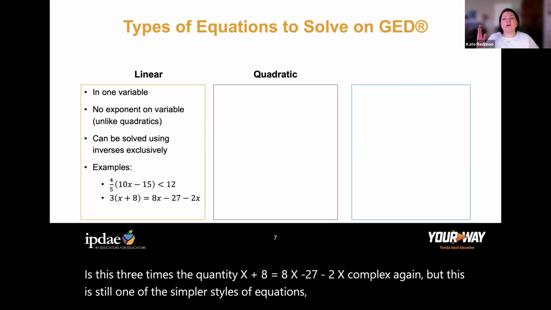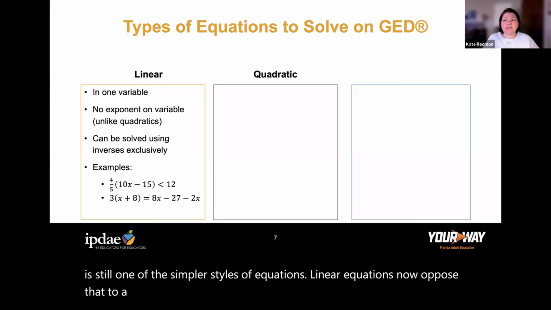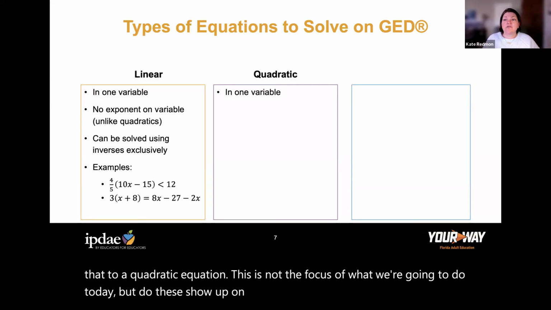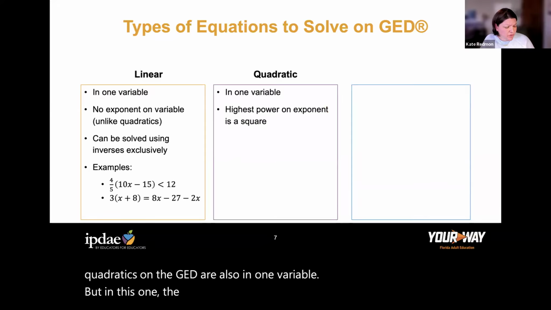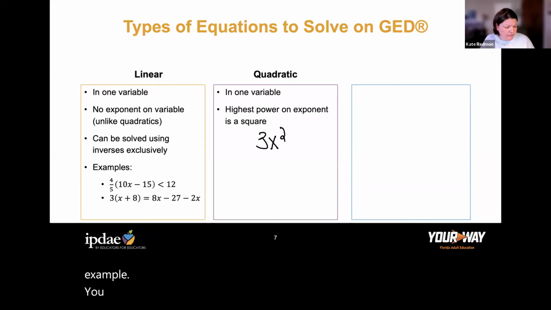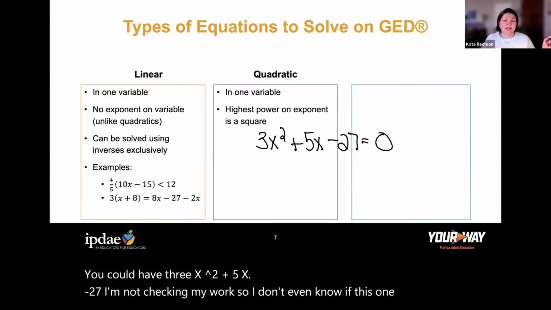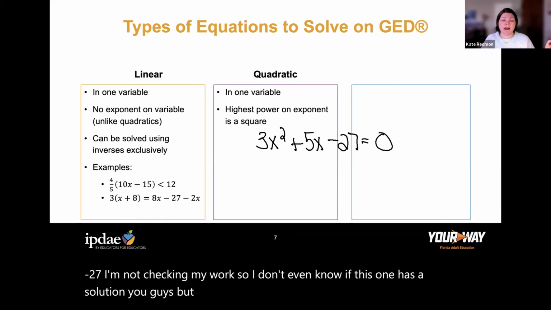Now, oppose that to a quadratic equation. This is not the focus of what we're going to do today, but do these show up on the GED? Yes, they do. The quadratics on the GED are also in one variable. But in this one, the highest power on an exponent is a square. For example, you could have 3x squared plus 5x minus 27. I'm not checking my work, so I don't even know if this one has a solution, you guys, but equals 0. That would be an example of a quadratic.